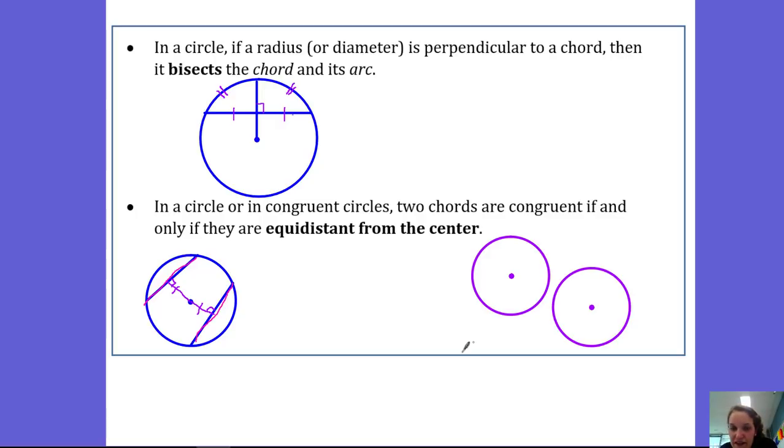And if these two purple circles are congruent and I have a chord over here and I'm wondering if it's congruent to a chord over here in a completely different circle, if I know that the distance from the chord to the center over here is the same length as the distance from the chord to the center of the circle over here, since I know the circles are congruent, then I could say that those chords are congruent as well.